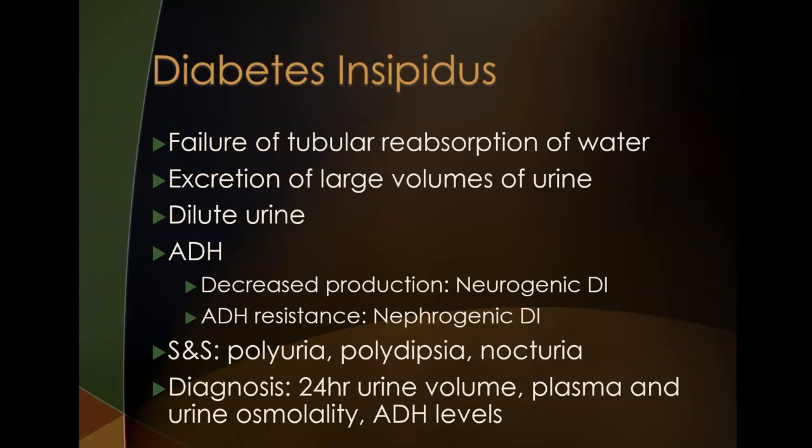Now, why are they both called diabetes? Because they obviously have two completely different mechanisms. Diabetes is actually an ancient Greek term, and both diseases have the same signs and symptoms. So they have polyuria, polydipsia, and of course nocturia, which is also a sign and symptom of diabetes mellitus. The difference is that in diabetes mellitus you also have really sugary urine, whereas in diabetes insipidus that would not be the case.